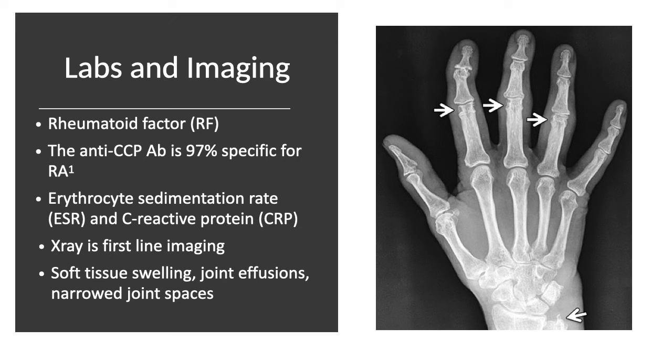In this image here, you can see the erosion of the bone in the 2nd, 3rd, and 4th digits, as well as the wrist, as well as narrowed joint spacing and tissue swelling around those sites.